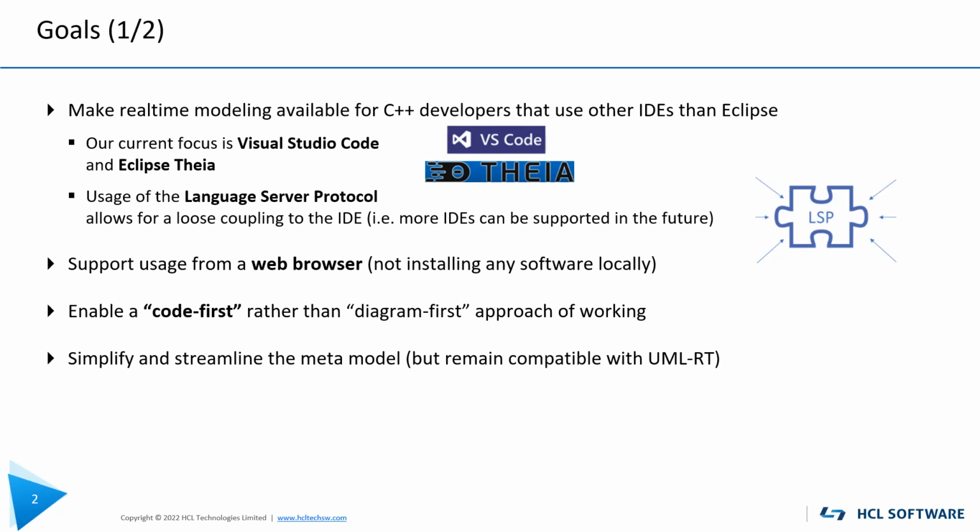And we also wanted to streamline and simplify our meta model. We have used the standard UML2 meta model for a long time. It's of course working, but it's also very big, and it's unnecessarily big for what we are using and need. So we decided to simplify it significantly, but still remain compatible with the relevant subset, which for us is UML real-time.